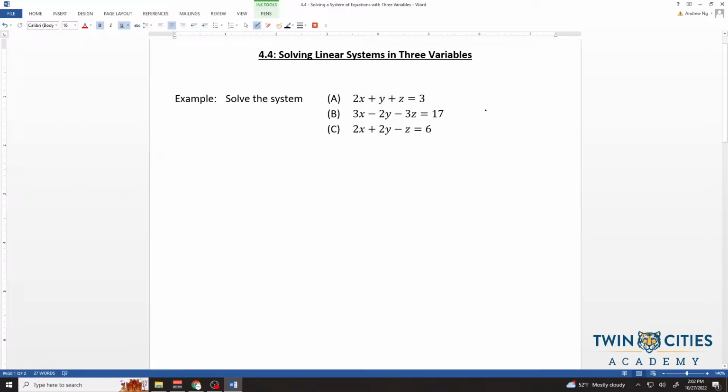Next, after you select your variable to eliminate, you have to pick a combination of these equations. I've got 3 equations. We're going to pick just 2 of them. So let's pick A and C since these are already exact opposites. Let's rewrite over here. A is 2x plus y plus z is equal to 3. And C is 2x plus 2y minus z, and this is equal to 6. And since they are already exact opposites, I can just go ahead and add.